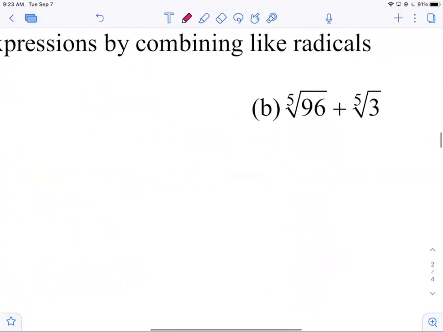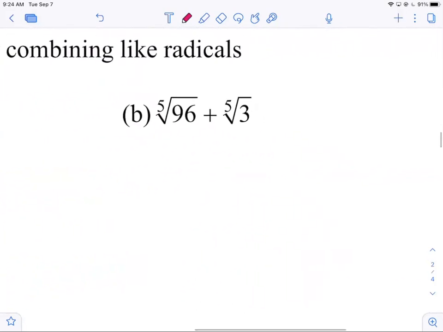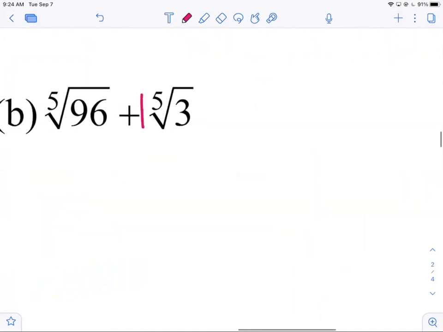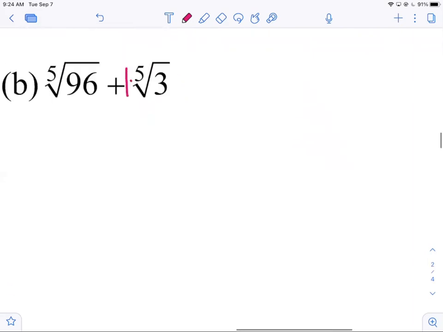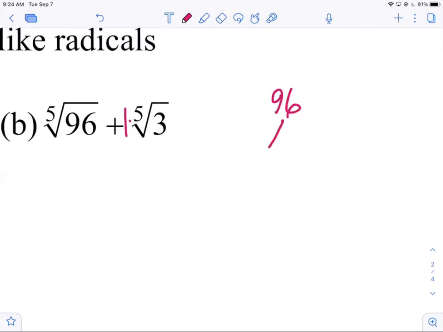All right, let's do letter B. The fifth root now. Ooh, getting into fun land. Now look at the second term, the fifth root of 3. That one's already simplified. 3 is prime. So you could think of this as being 1 times the fifth root of 3. More than likely, that first term is going to simplify to something times the fifth root of 3. More than likely. All right. But let's go ahead and try it out with the factoring method.